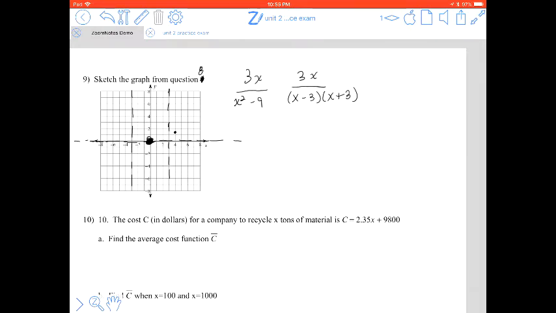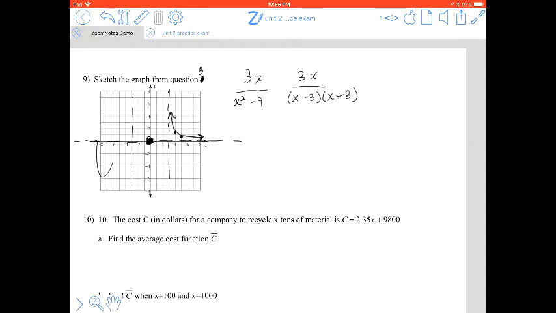If we do 5, so 5 times 3, that's 15. 5 minus 3 is 2. 5 plus 3 is 8. So 15 16ths, that's a little bit less than 1. So when x equals 5, we're a little bit less than 1. So what this is telling me is that piece of the graph there looks like that.